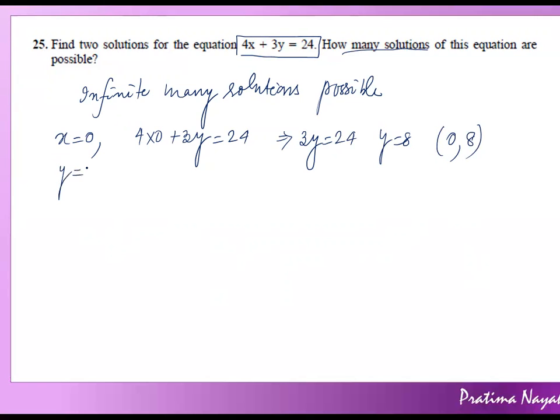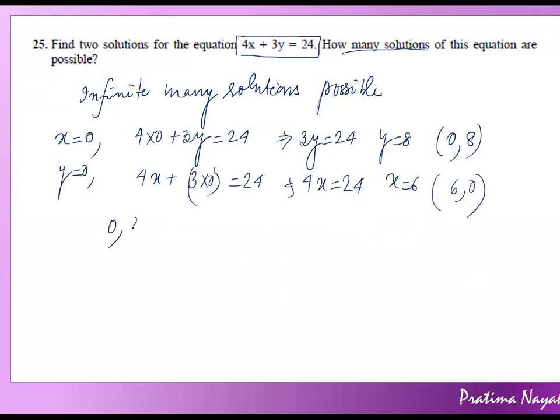Next, make y is equal to 0. Then 4 into x plus 3 into 0 gives 24. So 4x is equal to 24, or x is equal to 6. So another pair is 6, 0. So these are the two solutions. Very quickly you can write them down without any calculation.